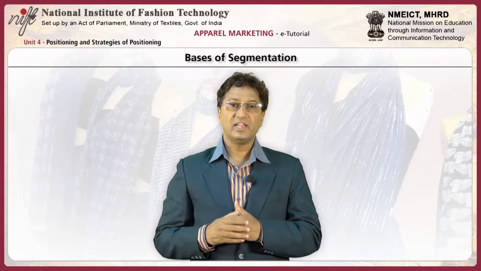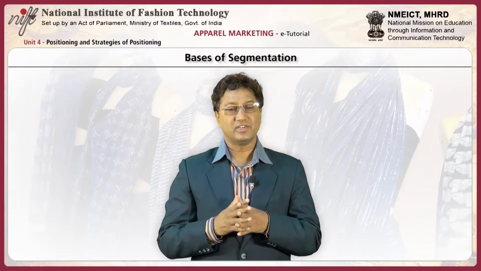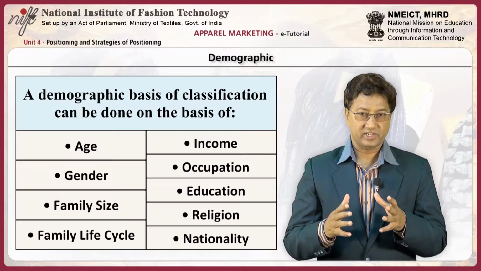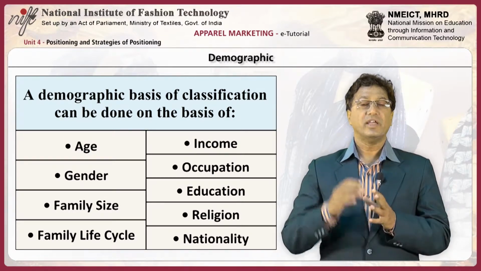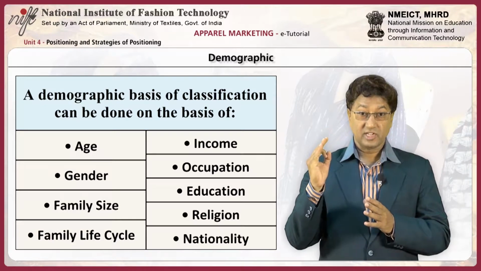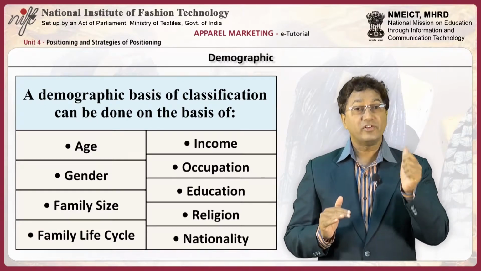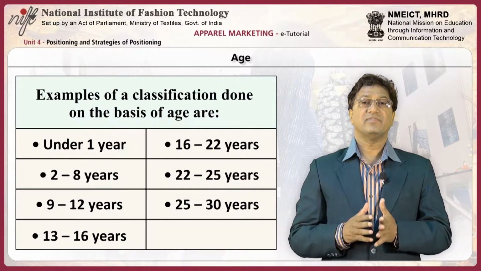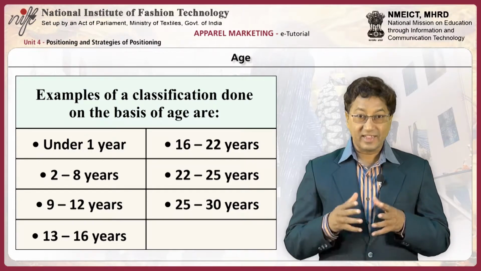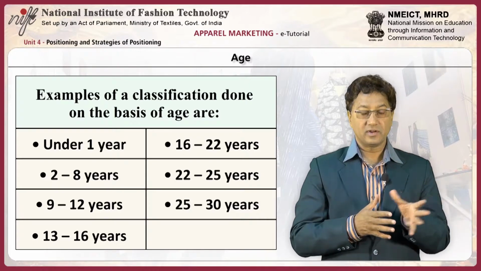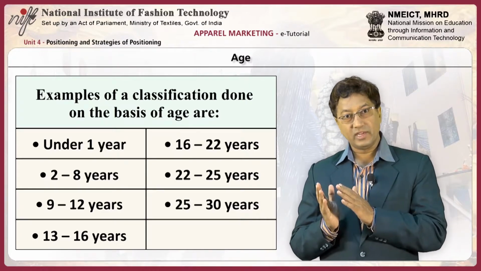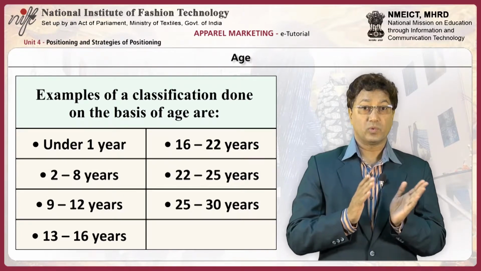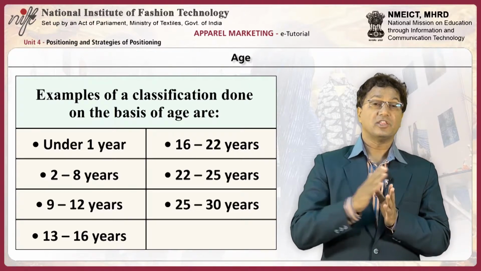Now let's come to the next factor or base of segmentation, that is demographic segmentation. A demographic basis of classification can be done on the basis of age, gender, family size, family life cycle, income, occupation, education, religion, nationality. Now examples of classification done on the basis of age are under 1 year, 2 to 8 years, 9 to 12 years, 13 to 16 years, 16 to 22 years, 22 to 25 years, 25 to 30 years or 30 plus.